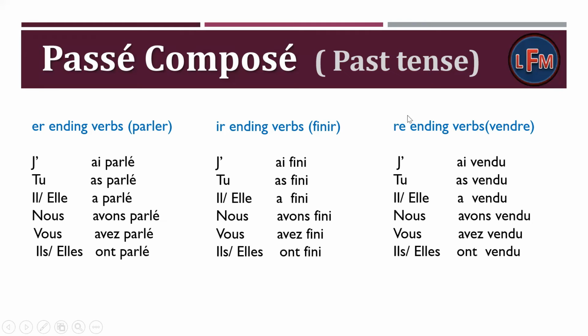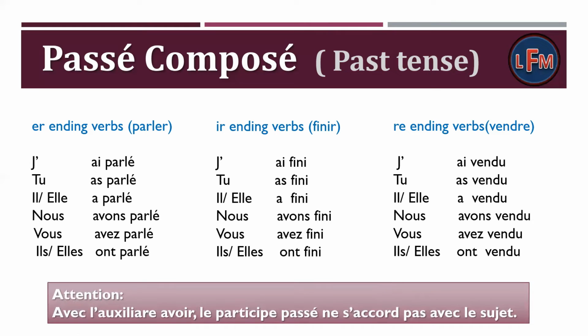Now let's see the third verb group, RE ending verbs, for example, vendre. Then again, we take the auxiliary verb avoir and the past participle of the verb. J'ai vendu, tu as vendu, elle a vendu, nous avons vendu, vous avez vendu, elles ont vendu.